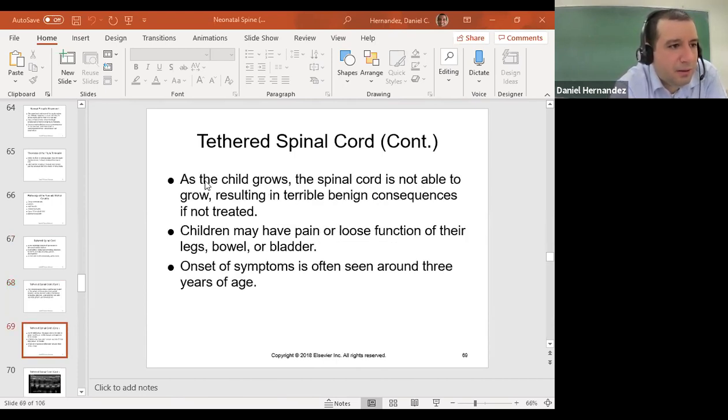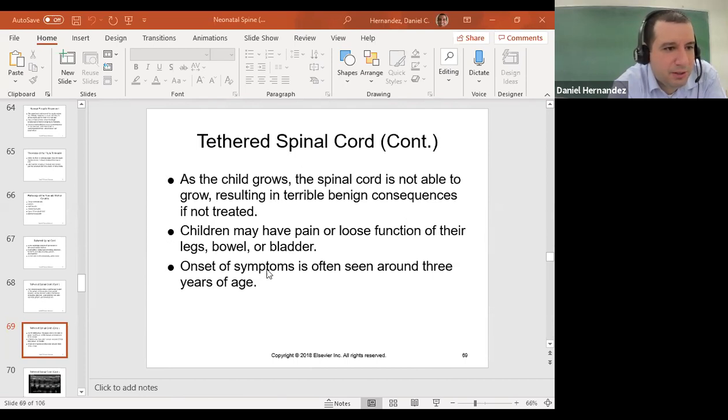All right. So tethered spinal cord. As the child grows, the spinal cord is not able to grow, resulting in terrible consequences if not treated. Children may have pain or lose function of their legs, bowel, or bladder. Onset of symptoms is often seen around 3 years of age. So if you think about that, this poor child might be suffering, might be undiagnosed, or if it's not diagnosed early, it can lead to lasting permanent nerve damage for this child.